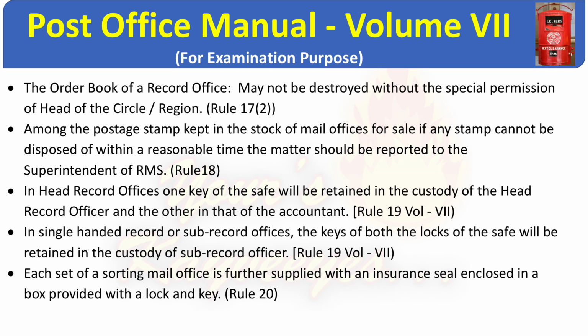Rule number 19. Items to be supplied to a set of a mail office. Number 1, date stamp. 2, name stamp. A day seal and detained late fee not paid stamp. Rule number 20. Each set of a sorting mail office is further supplied with an insurance seal enclosed in a box provided with a lock and key.